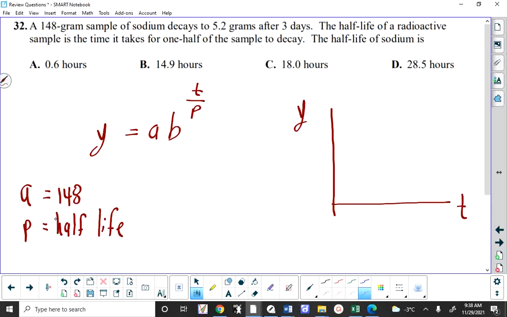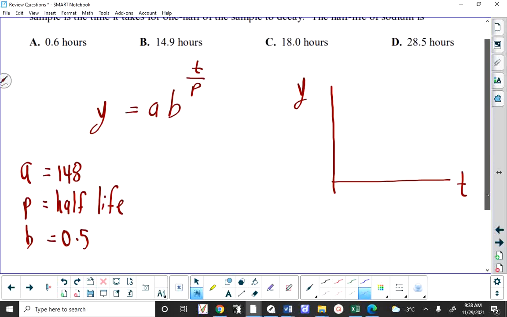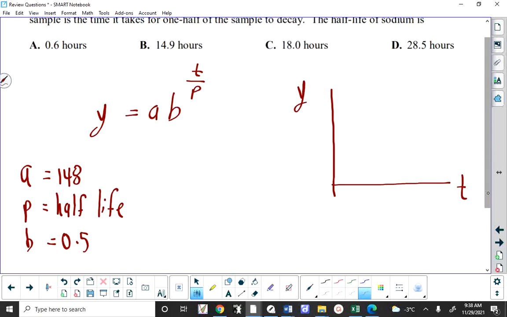And when you take a look at the rest of the question, I guess we should put B in here. B is 0.5 because it's being multiplied by 1/2 regularly, because that's the way physics works with radioactive decay. The problem is that you're trying to find one of these parameters, so your equation is y equals 148 times B, which is 0.5, raised to the t over p, and you're missing p.